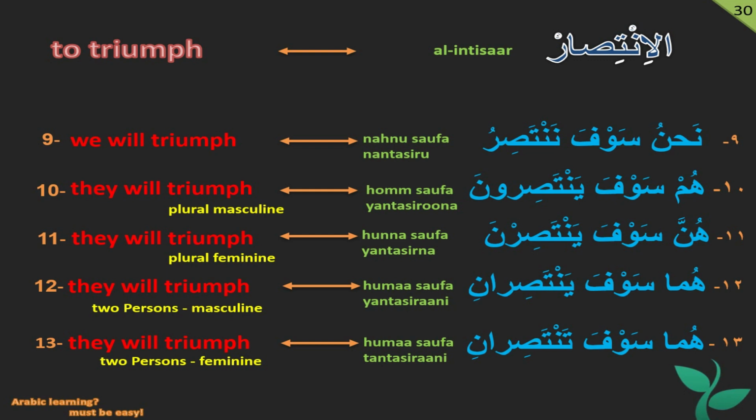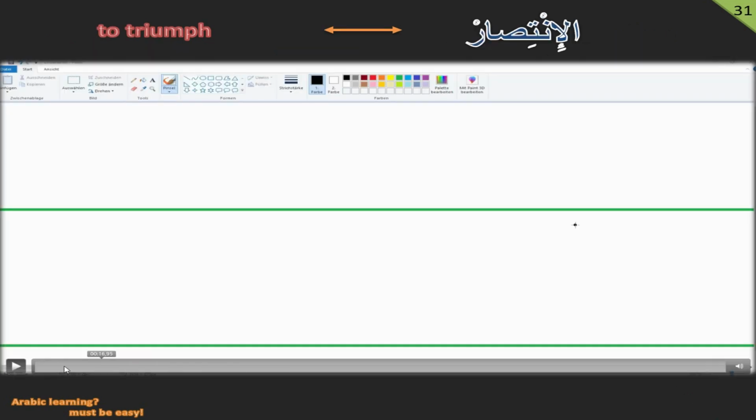And number 12. هما سوف ينتصران. هما سوف ينتصران means they will triumph for two persons masculine. And finally number 13. هما سوف تنتصران. هما سوف تنتصران means they will triumph for two persons but for feminine. And now the video.